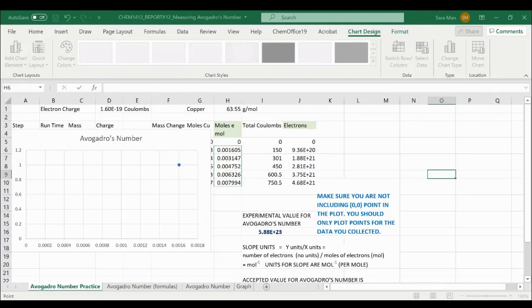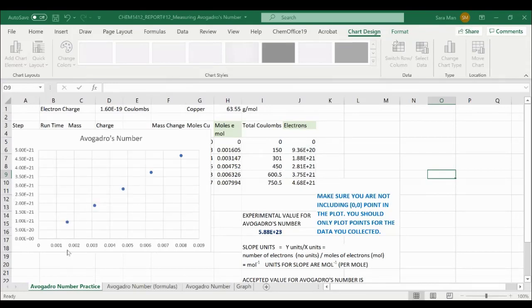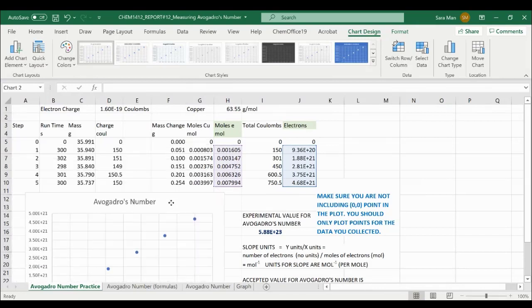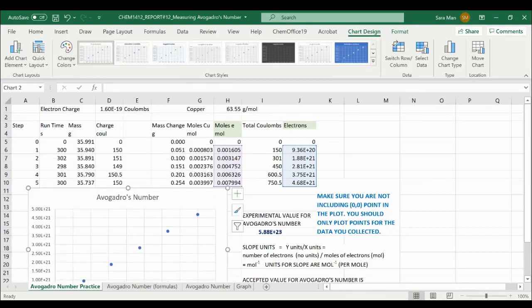Very good. Now we are going to do the same for the Y. That is the number of electrons. So I highlight that data and I say OK. And I say OK. So you are going to obtain this graph. Very good. Let me see if you can see, if I put it down there. Okay, I think you can see. Very good.